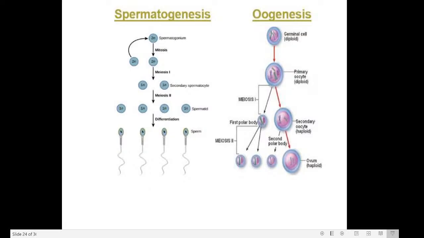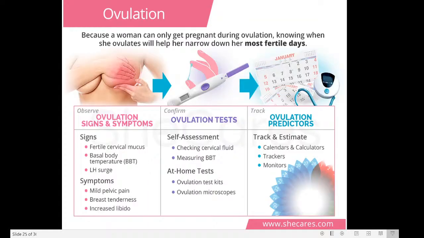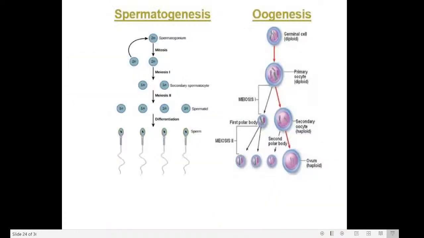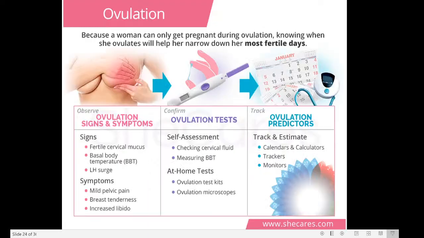It's another representation. After meiosis 1 we get only 2. After meiosis 2 we get 4.